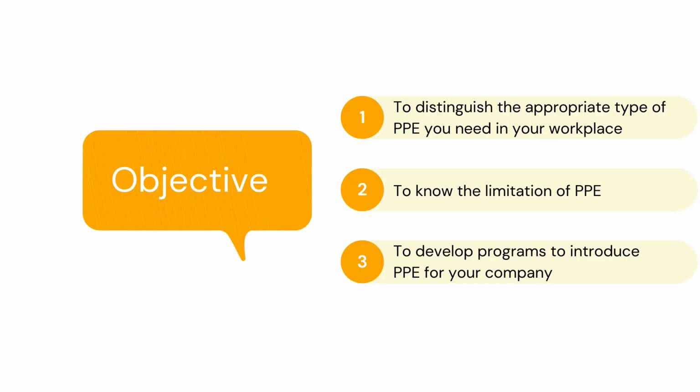And for the objective of Module 9, which is the personal protective equipment, first is to distinguish the appropriate type of PPE you need in your workplace. Next is to know the limitation of PPE. And lastly is to develop programs to introduce PPE for your country.